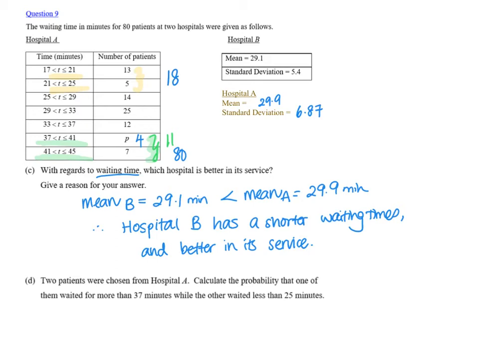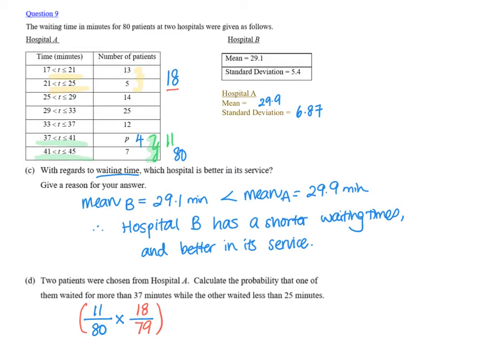The first patient will be more than 37 minutes. Out of 80, I'll have 11 of them who are more than 37 minutes. And then now I'm going to choose my second patient. I already taken out one patient, so my denominator now changed to 79. And these patients are the people who waited for less than 25 minutes. That's a total of only 18 of them. Now this is one possible combination such that the first is more than 37, the second is less than 25.